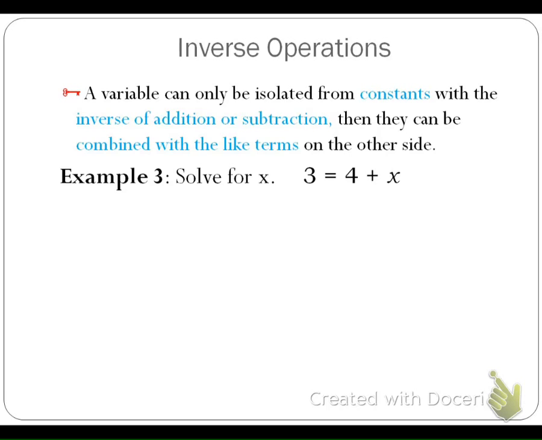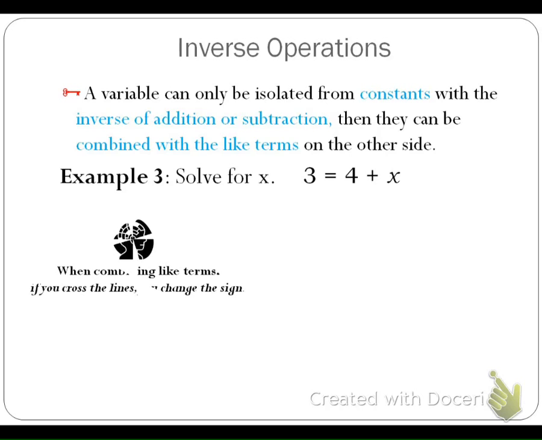So here's that third example again. 3 is equal to 4 plus x. What term are we trying to remove? The 4, because it's with our variable. We don't want it with our variable. And to get rid of that 4, I'm going to give you a little rhyme to help you remember what you do. So if you ever see this little symbol of the brain in any of my notes, it just means it's a memorization technique.